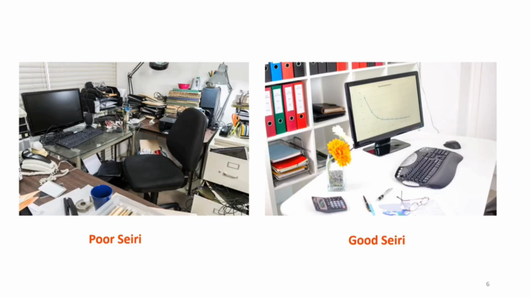Here are just two pictures showing the example of poor Seiri and good Seiri. On the left-hand side, we can see the workplace is cluttered with a lot of things, among which I think most are not really required for work. This will make it harder for us to retrieve the items we want and reduce the work productivity.